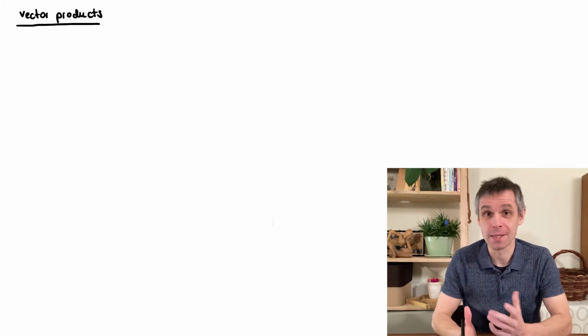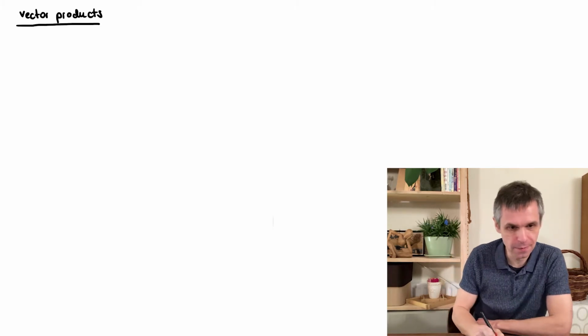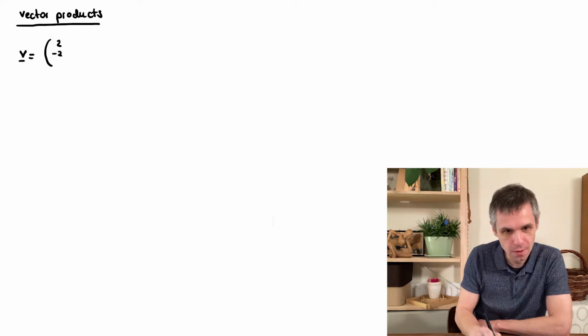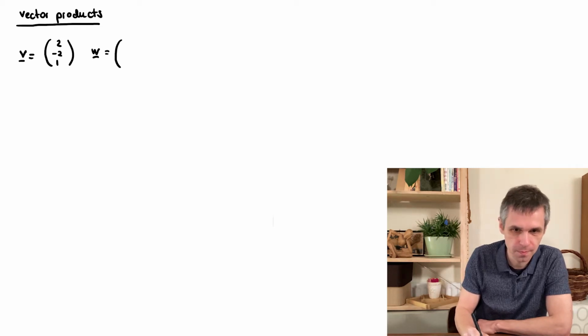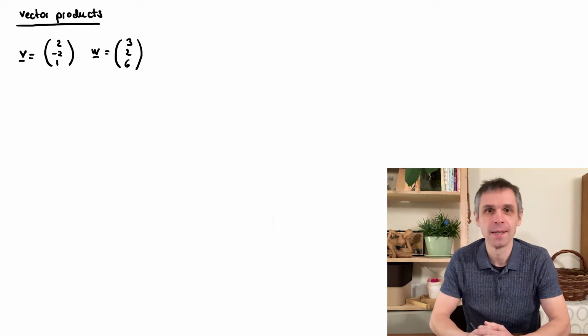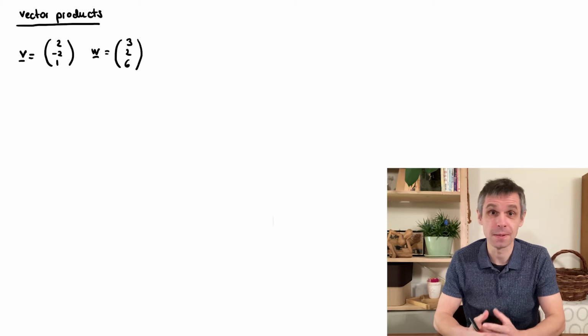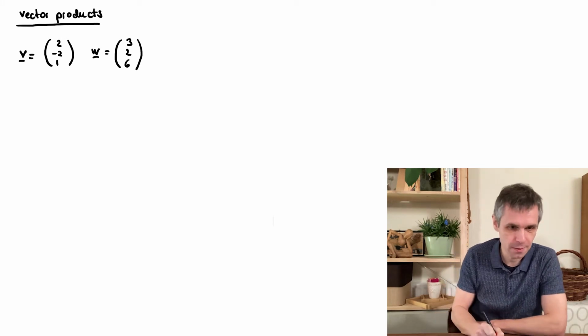Okay, so let's look at some ways that we can multiply vectors. And I will start with real vectors in 3 dimensions. So let us just consider 2 of these, a vector v and a vector w. So these are just 2 examples. And let us multiply these vectors with themselves using the dot product.